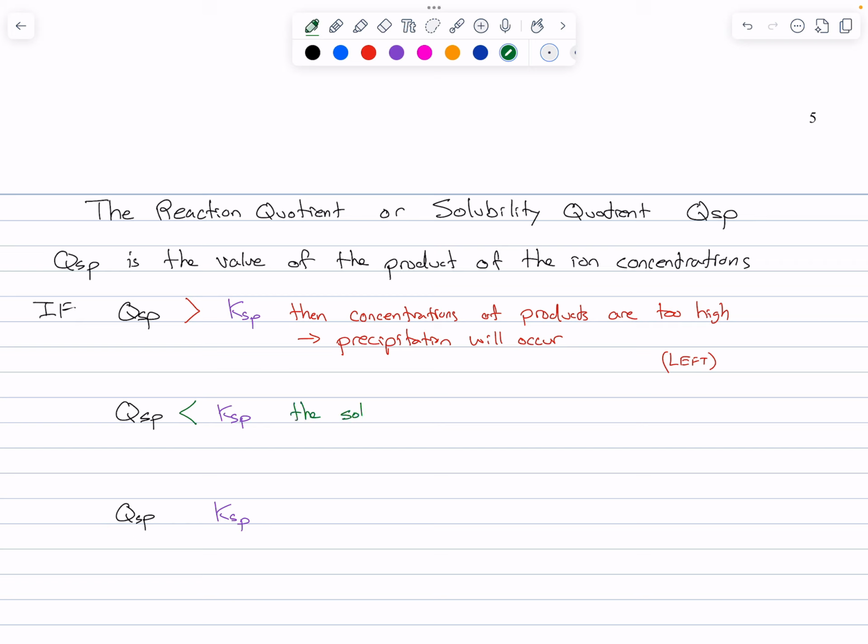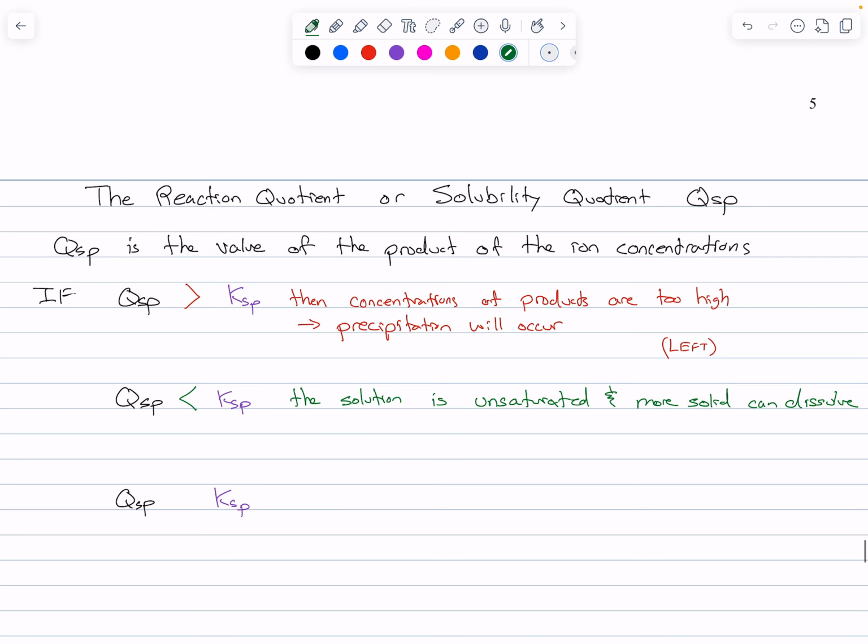the solution is unsaturated. It's unsaturated and more solid can dissolve. Now, that doesn't necessarily mean it's going to be a right shift, though, right? Okay, what do I mean by that? Well, if you only put so many, let's say, milligrams of your compound in and it all dissolves, there's nothing to shift. You can just add some more of your compound.